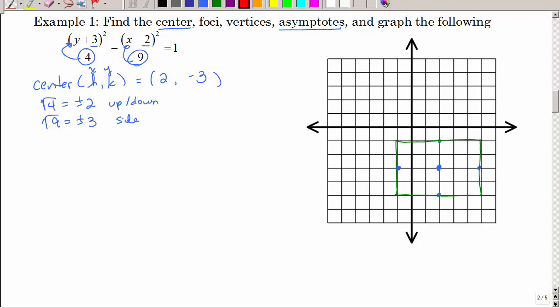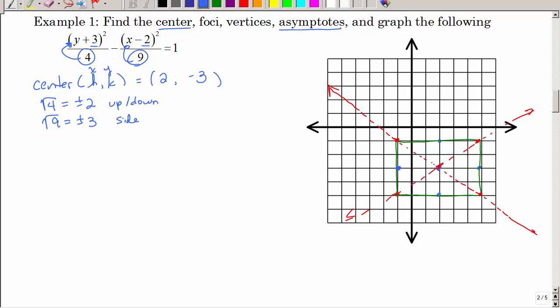Then we're going to graph the asymptotes. The asymptotes go through the corners of the rectangle and the center. That's one asymptote. And the second asymptote, again, want to go through the corners and the center, but you want to go beyond the rectangle. Still haven't graphed the hyperbola.